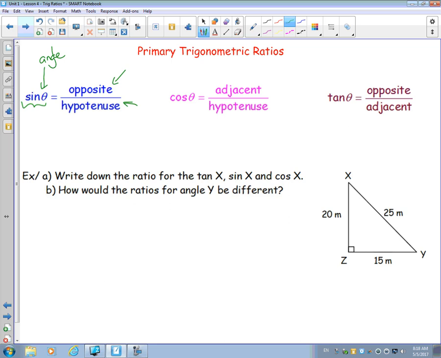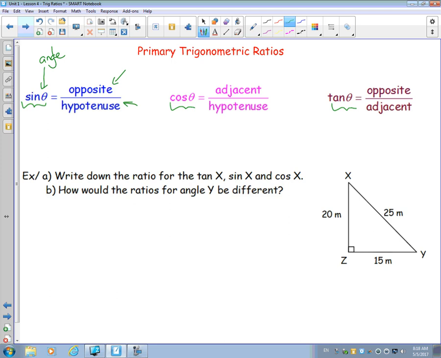We have the cos ratio. It's adjacent over hypotenuse, and tan is opposite over adjacent. So notice there's different combinations of sides here. And the order is important. It has to be opposite over hypotenuse. If it is that, then you know it's the sine ratio.